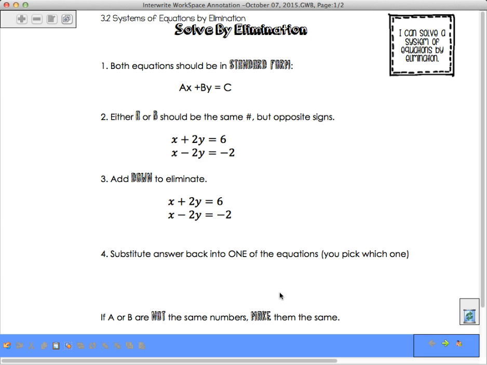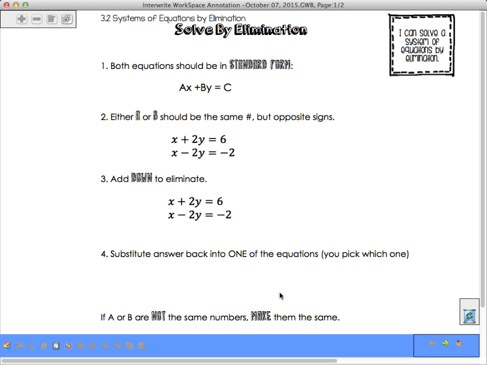All right, we're going to be talking about 3.2, solving systems of equations by elimination. So in 3.1, we did graphing and substitution. Today we're just going to focus on elimination. To do elimination, it needs to be set up to where both equations are in standard form.